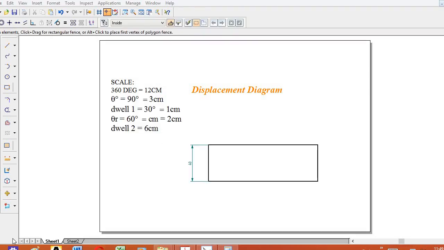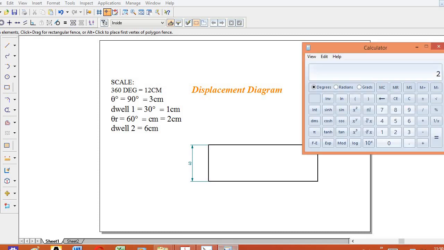In the problem they have given the angle of ascent theta naught is equal to 90 degree. So if 360 degree is 12 centimeter, what about 90 degree? It will be 3 centimeter. How is that? 12 into 90 divided by 360. So this will give you 3 centimeter. So theta naught is equal to 3 centimeter. Similarly, the remaining, dwell 1, is equal to 30 degree. So how to convert? 30 into 12 divided by 360. So it will give you 1 centimeter.